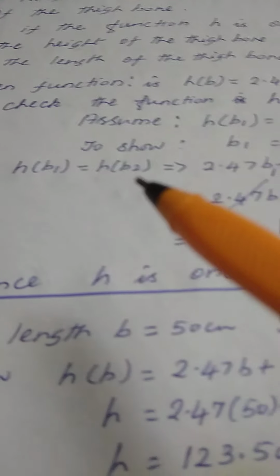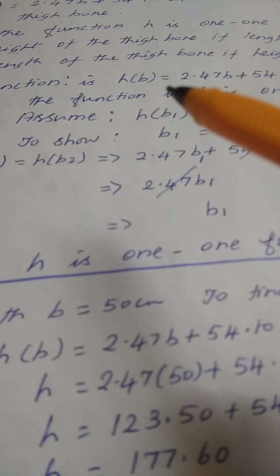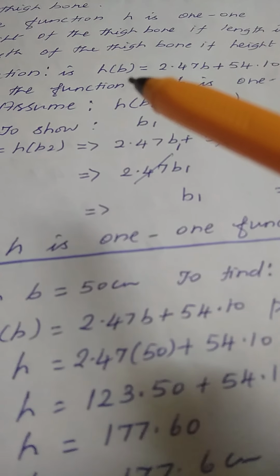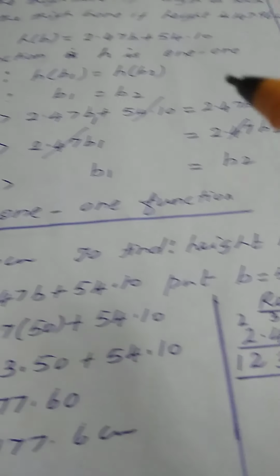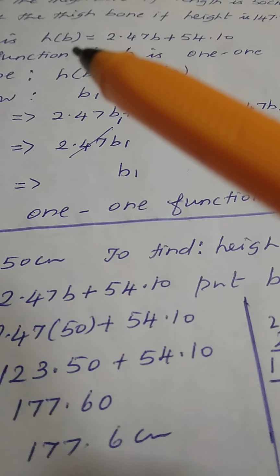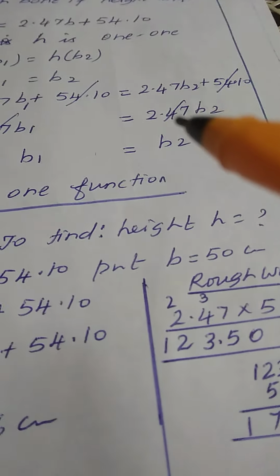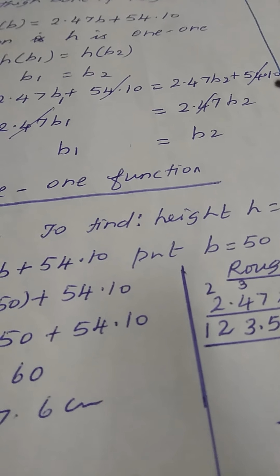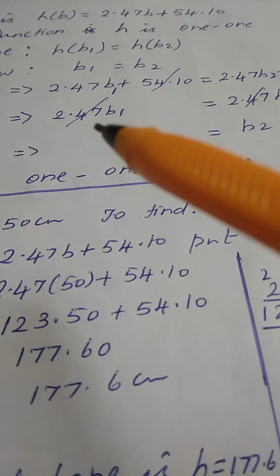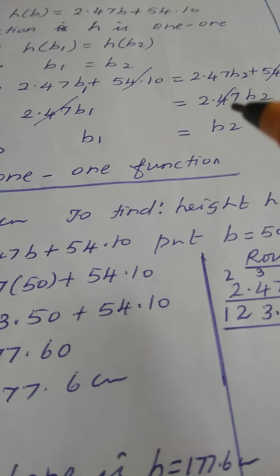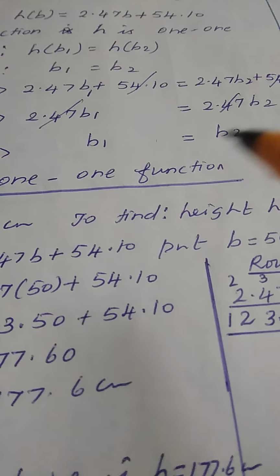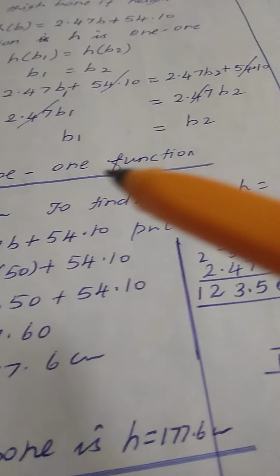h of b1 is equal to h of b2 implies h of b is this. In the place of b, you put b1. h of b1 is equal to 2.47 b1 plus 54.10, equal sign we will put here. And what is h of b2? In the place of b, you write b2. 2.47 b2 plus 54.10. Both sides with plus sign get cancelled. So what is left is 2.47 b1 is equal to 2.47 b2. 2.47 get cancelled. Therefore b1 is equal to b2. Hence h is a 1 to 1 function.